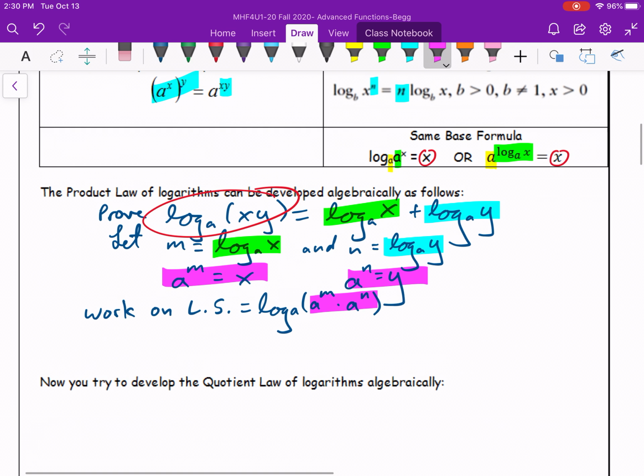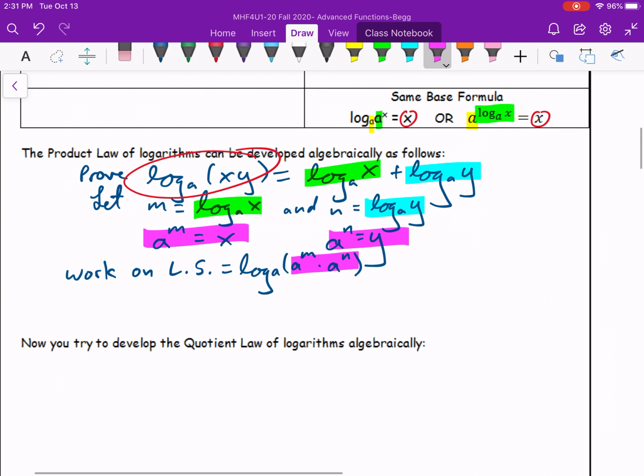We've seen just above the same base formula, if we take the log of something, we got this base a, and then we got the same base. Let's simplify it a bit more before we go to the final step. Remember, we can do a to the m times a to the n equals a to the m plus n.